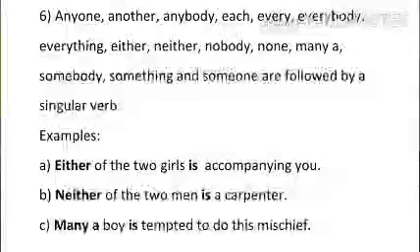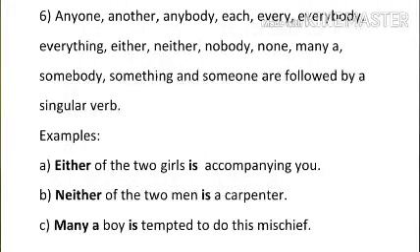Anyone, another, anybody, each, every, everybody, everything, either, neither, nobody, none, many, somebody, something, and someone. These all are followed by a singular verb. For example, either of the two girls is accompanying you. Either of the two girls. Either means one of two. Neither of the two men is a carpenter. Neither means also not one of two. Many a boy is tempted to do this mischief.